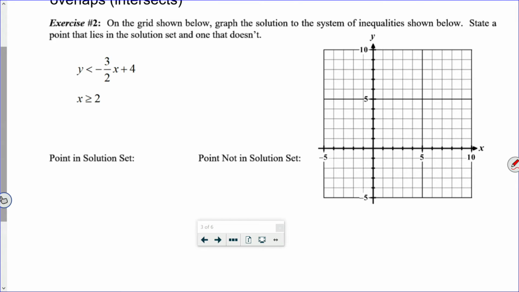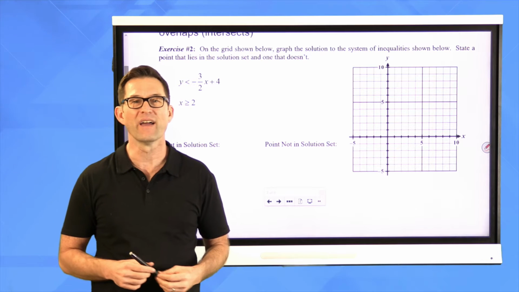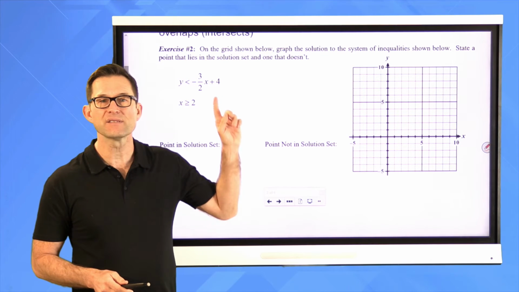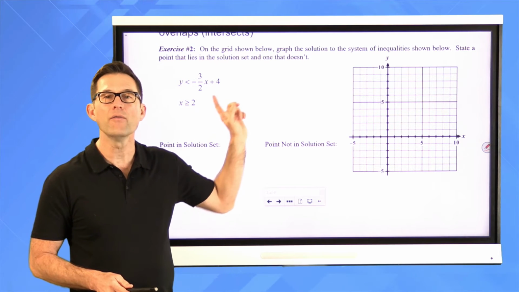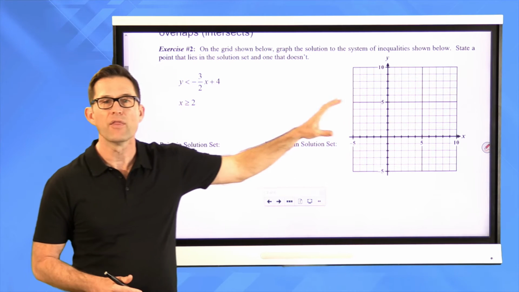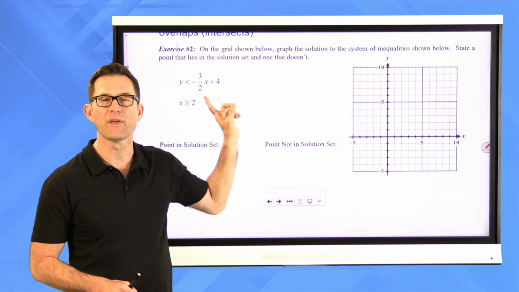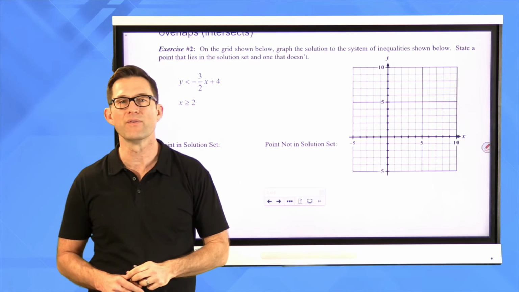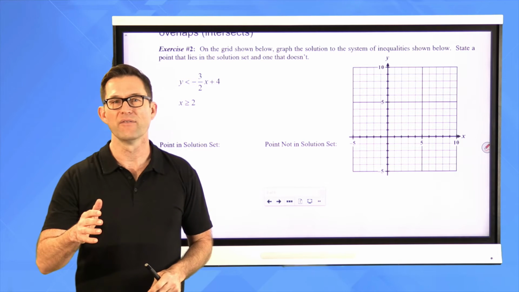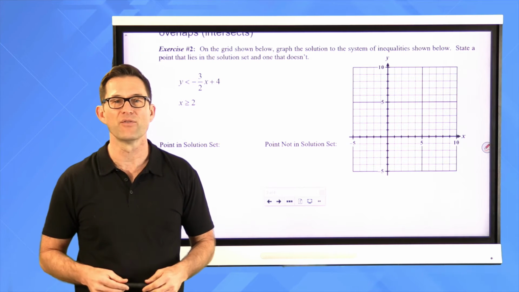On the grid shown below, graph the solution to the system of inequalities shown below. State a point that lies in the solution set and one that doesn't. All right, this is cool. Well, what I'd like you to do is pause the video now and try to sketch both of these inequalities on this particular graph grid. The first one I hope you have no issue with at all. The second one might be a little bit more confusing, so if you're not sure what to do with that one, hold up on it and we'll obviously go through it. So pause the video now and take a few minutes.